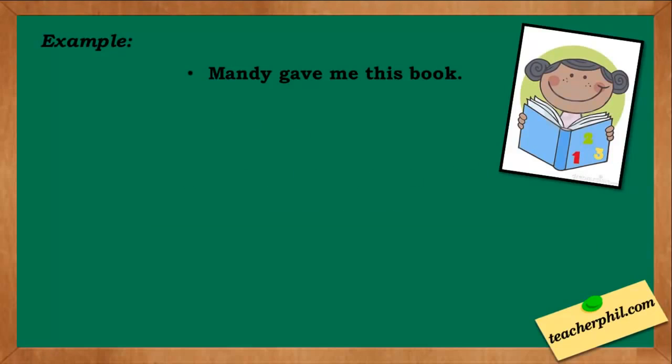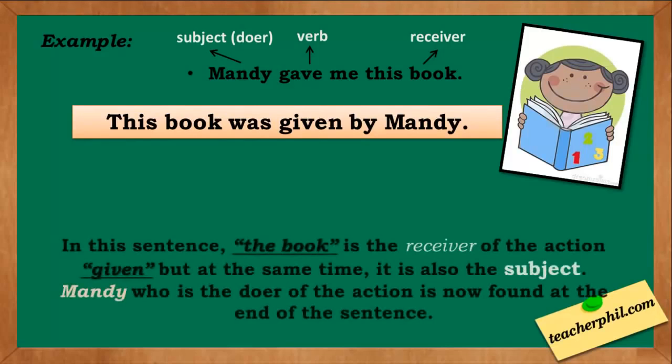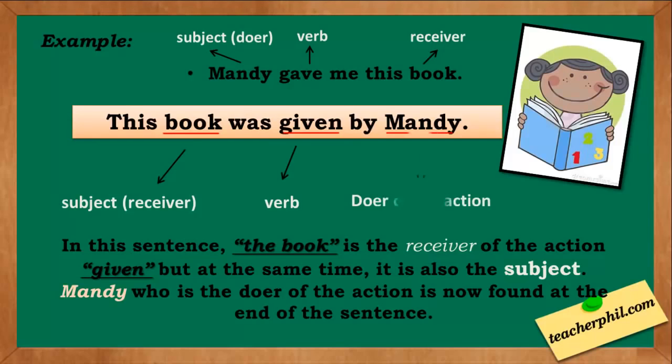Example: Mandy gave me this book. This sentence is in active voice. Mandy is our subject, which is also the doer of the action. Gave is our verb, and book is our receiver. If we change this into passive voice, it becomes: this book was given by Mandy. In this sentence, the book is the receiver of the action given, but at the same time, it is also the subject. Mandy, who is the doer of the action, is now found at the end of the sentence.